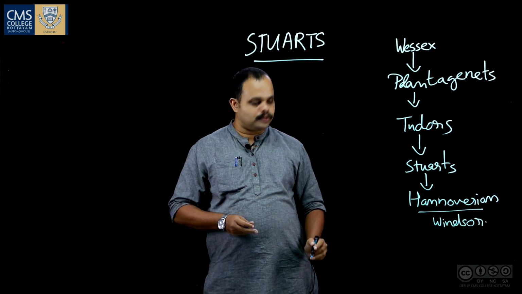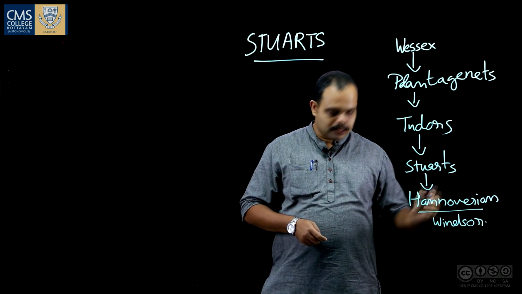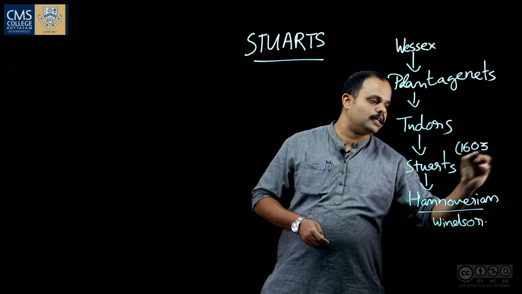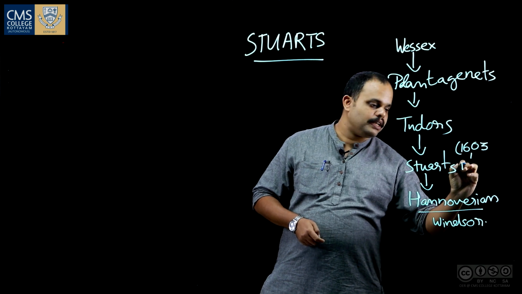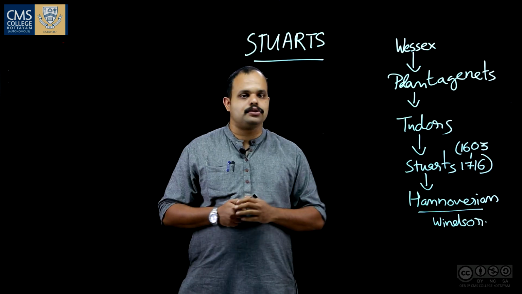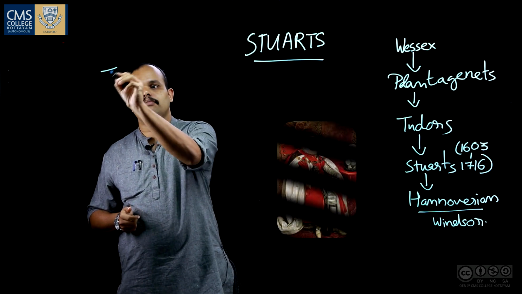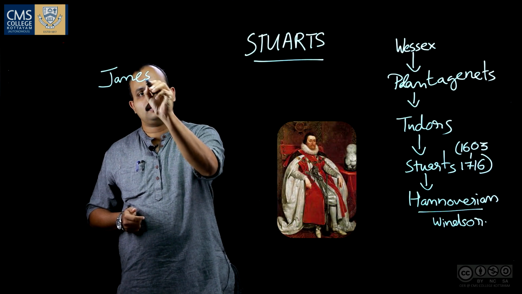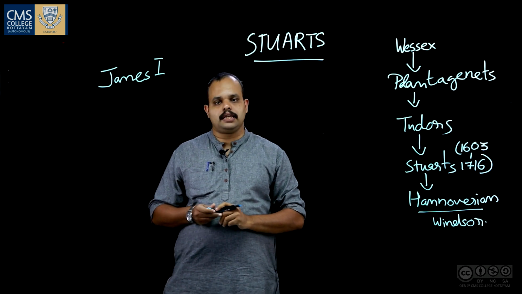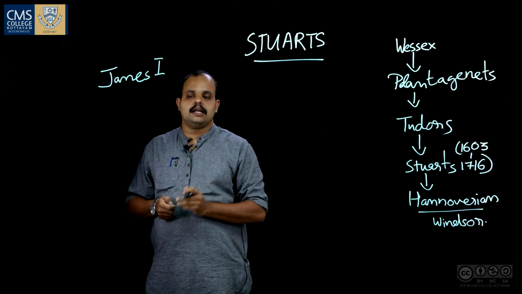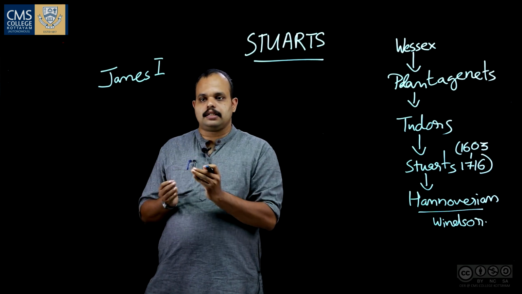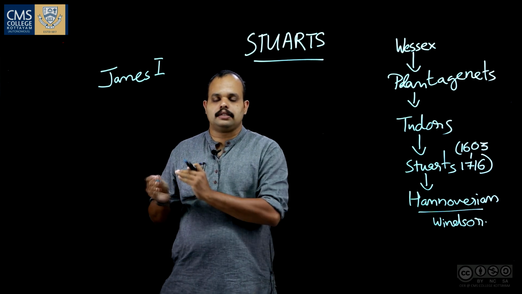Now the period of House of Stewards begins in 1603 and ends in 1716. Taking the major monarchs of House of Stewards, you have King James the First. James the First was the ruler of Scotland. He was James the Sixth, and as the Queen of England, Elizabeth the First, died without any children, James the Sixth, her distant cousin, was called to take the throne as the King of England.